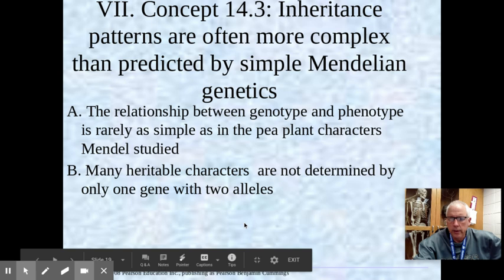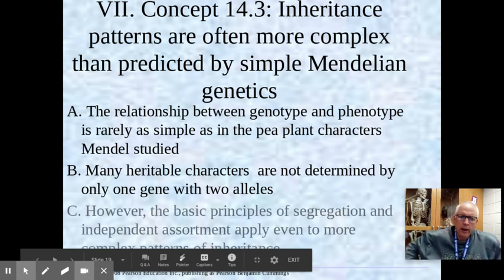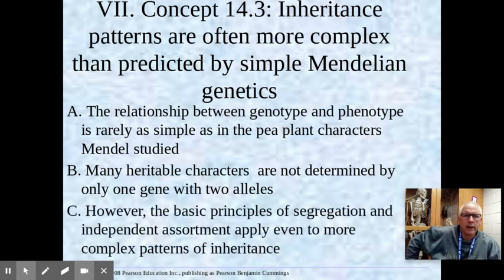There might be multiple alleles. I think a great example would be like blood typing. You got A, you got B, you got AB, you got O. Eye color, you got green, blue, brown, hazel, and here's the thing I want to get across to you.